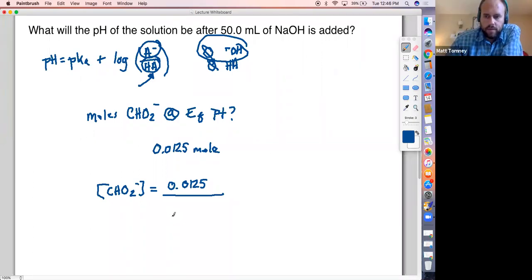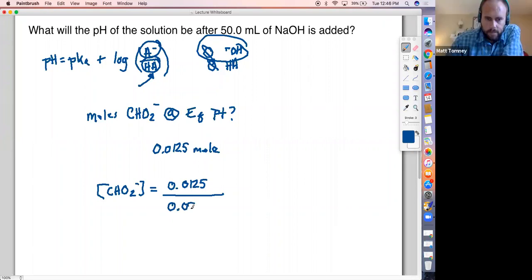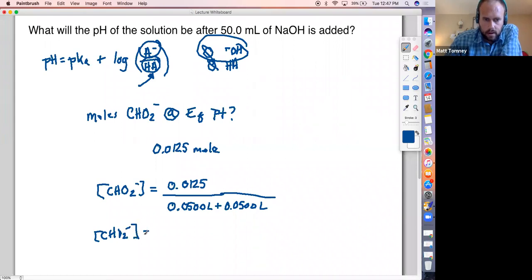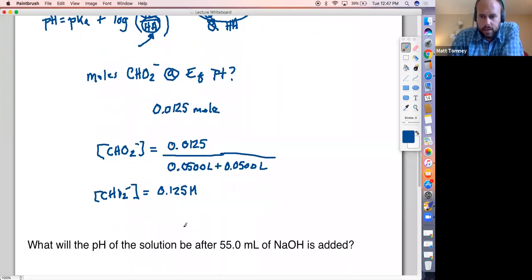Okay. So I started with 50 milliliters of the formic acid. None of it had converted into formate, right? So 50 milliliters, which I'm writing out as liters here, plus another 50 because there was 50 milliliters of NaOH added. So I need to sum those up to get 0.1 down there, okay? And then complete this, and I can find that the concentration of the formate ion in solution at equivalence point is 0.125 molarity. Okay. Everybody okay with how we got to this point so far?